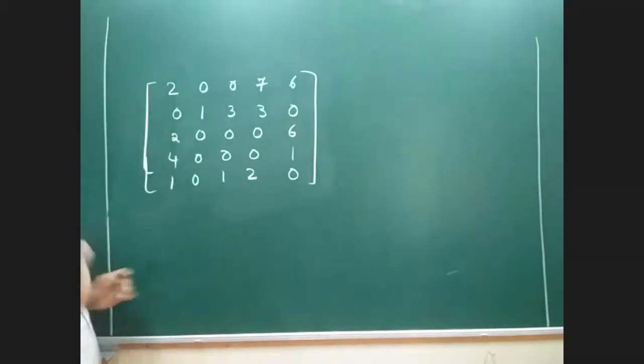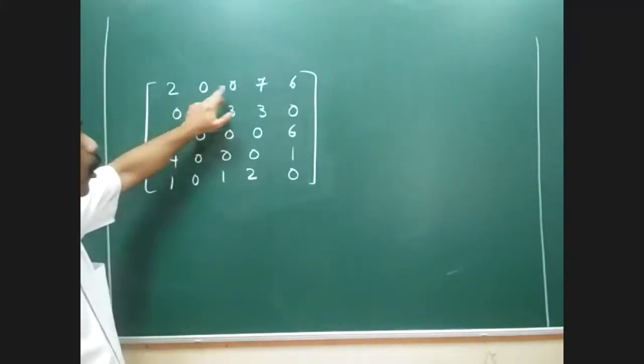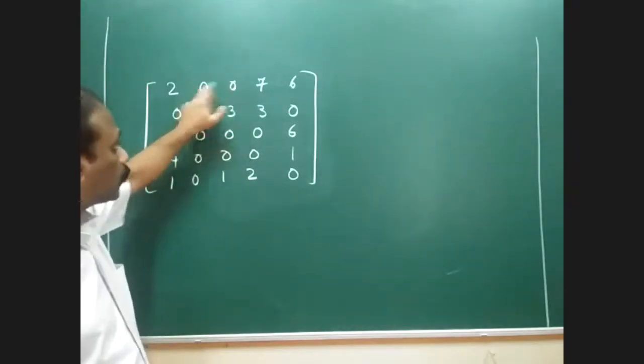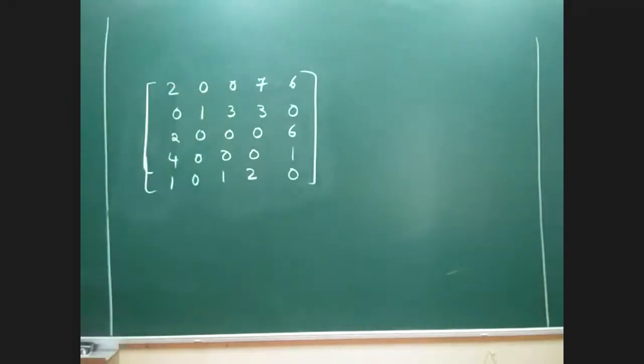Here, in the first row, there are two possibilities. Either I can allocate to this zero or I can allocate to this zero. Now I want you to please tell me, out of these two zeros, which zero can be assigned? First zero, sir. First zero. Why? What is the rationale or logic behind this?